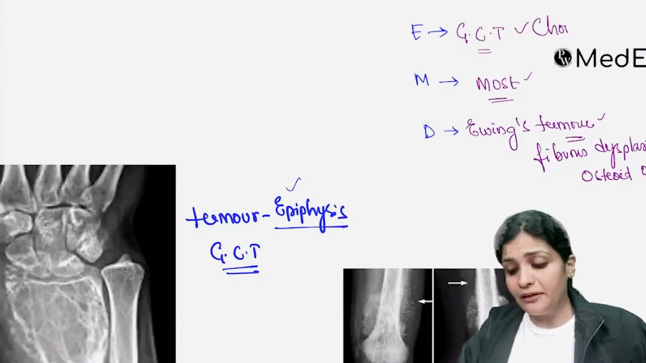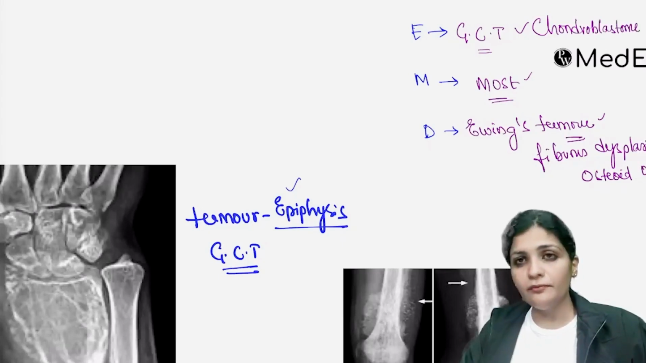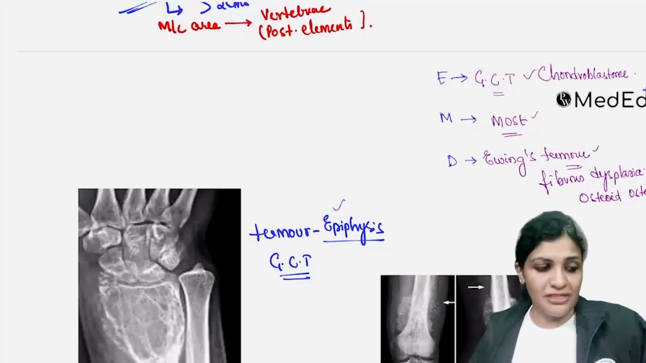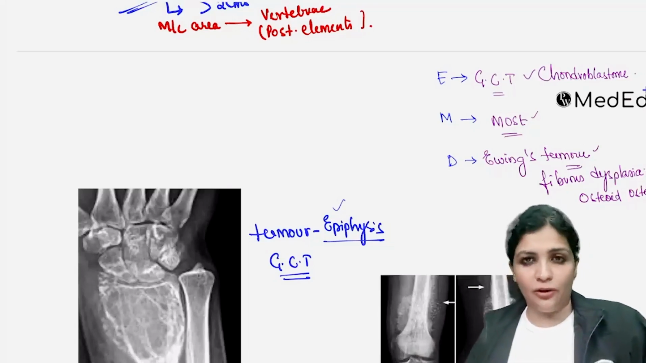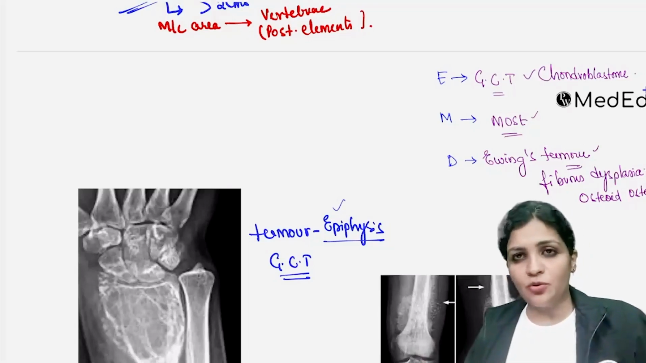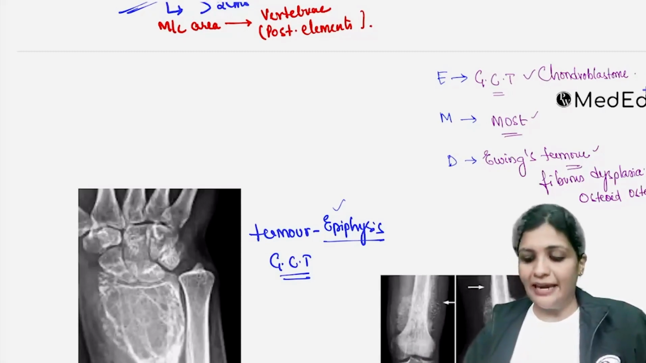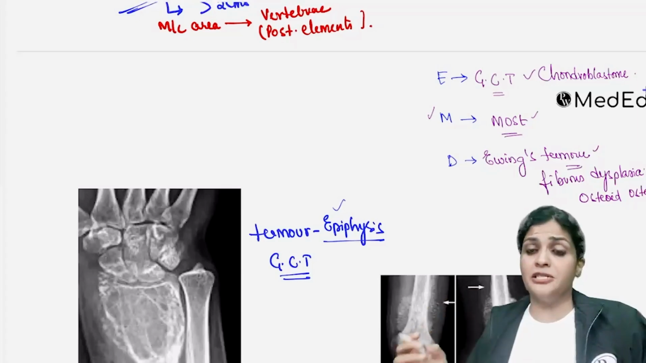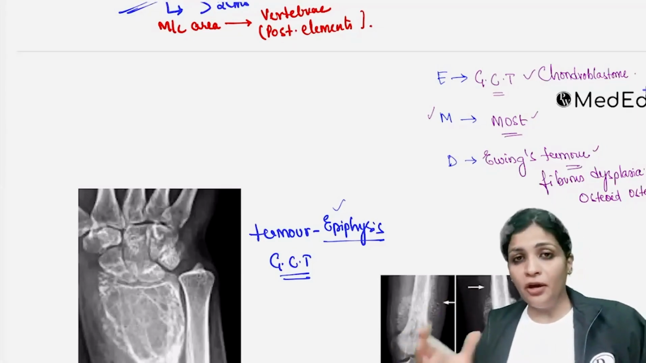And one more important thing is your chondroblastoma. One more important epiphyseal origin is your chondroblastoma. So GCT and chondroblastoma. Yes, Komal, you're right. GCT and chondroblastoma, these two occur from the epiphysis. Second, most of them are from the metaphysis, and Ewing's, fibrous dysplasia, and osteoid osteoma are from your diaphysis.